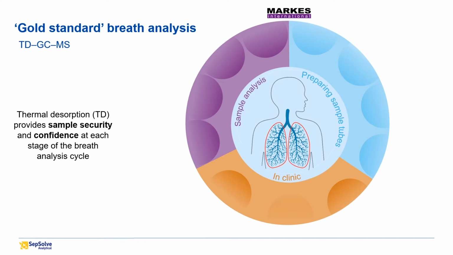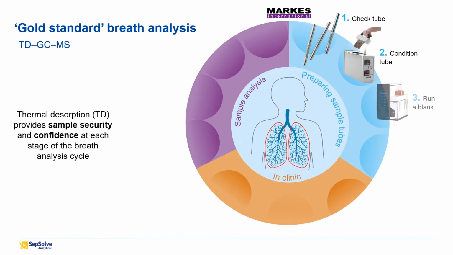But I'd just like to take a quick look at each stage of the breath analysis cycle to show what TD can offer in terms of sample security and confidence. First, the sample tubes are checked and prepared for sending to the clinic. They're conditioned to ensure that they're blank, and blank tubes can be run to confirm cleanliness. At this stage, internal standard can even be added automatically for additional quality control checks before the tubes are capped and packed for shipment to the clinic.